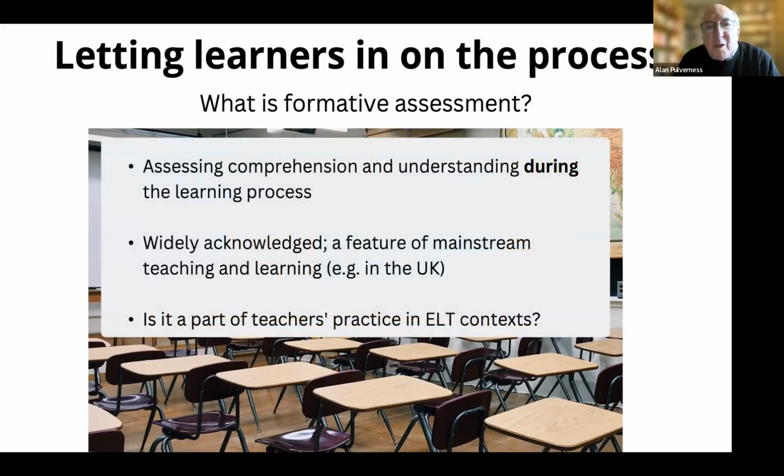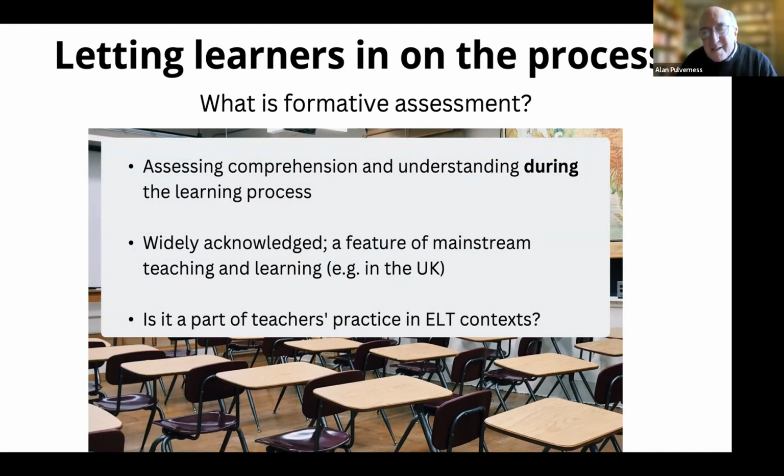So first of all, what is formative assessment? It's assessing learners' comprehension and understanding as part of the learning process, rather than simply waiting to the end of a period of learning and assessing their achievement as summative assessment.